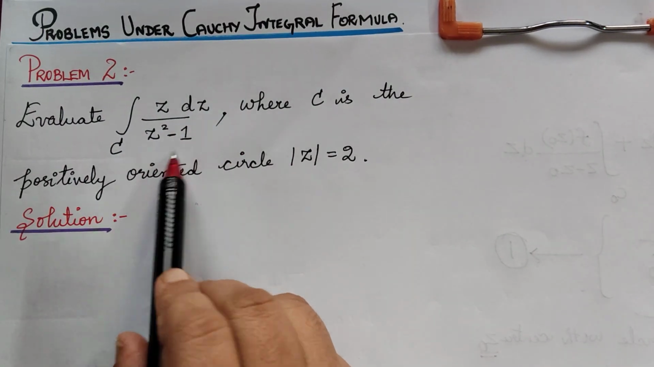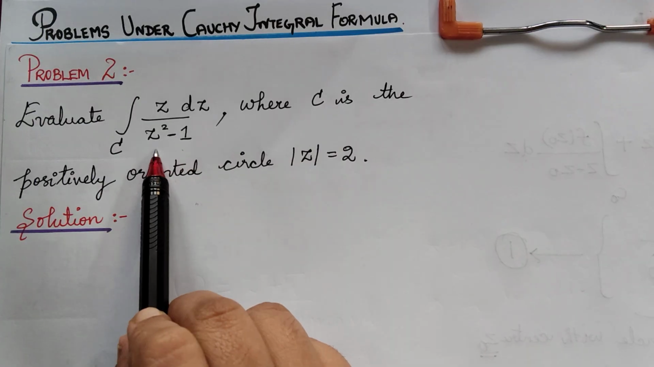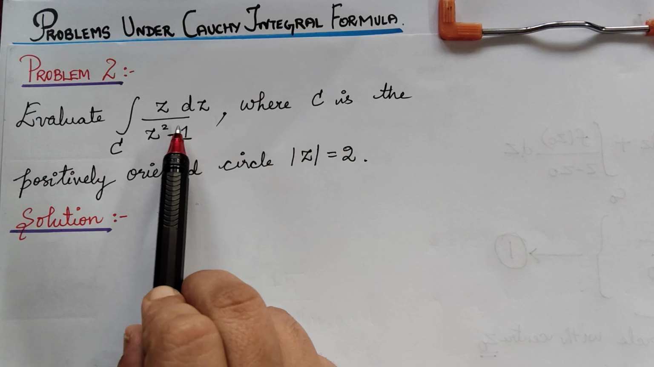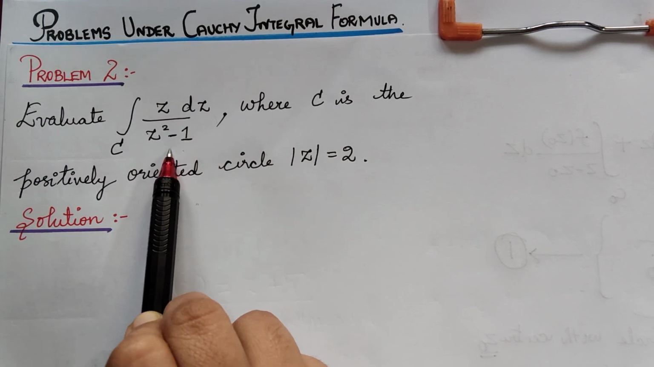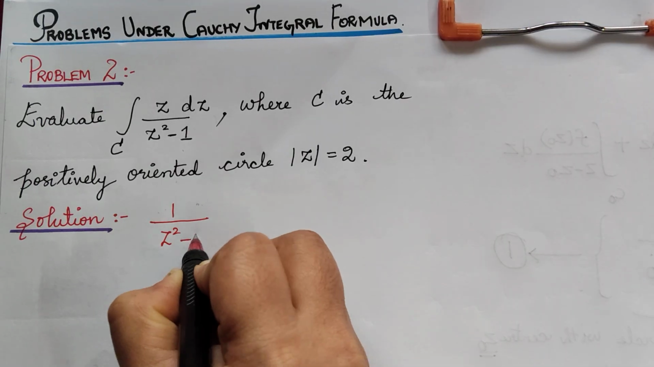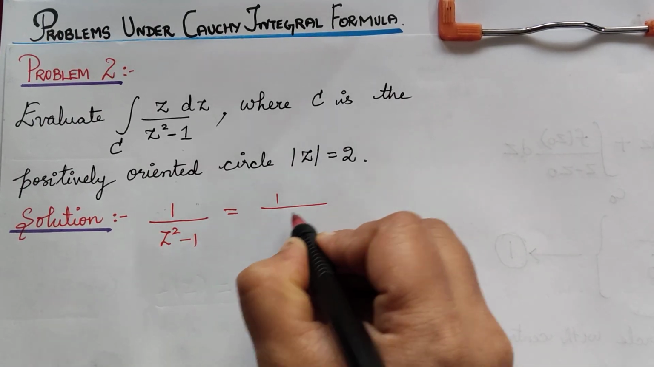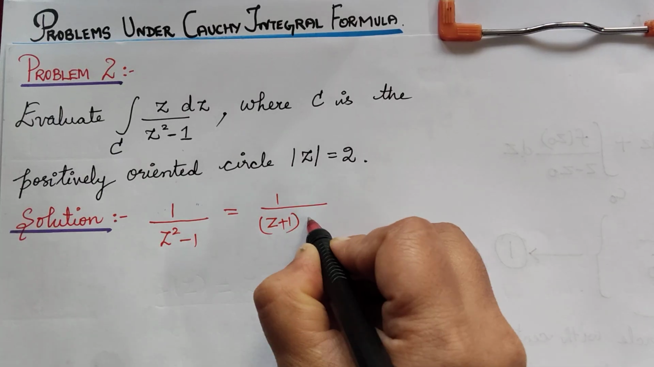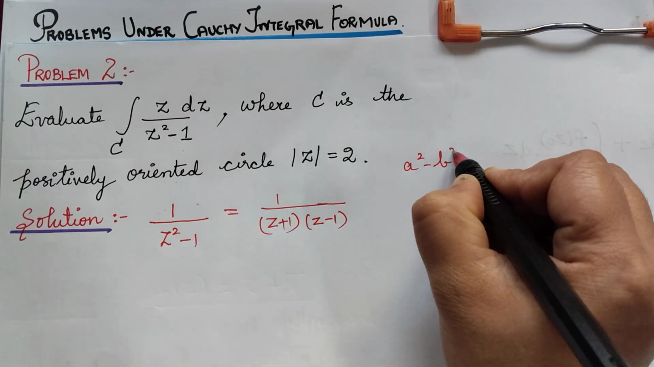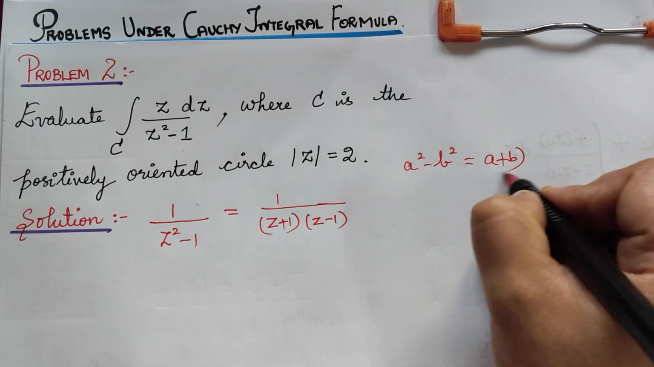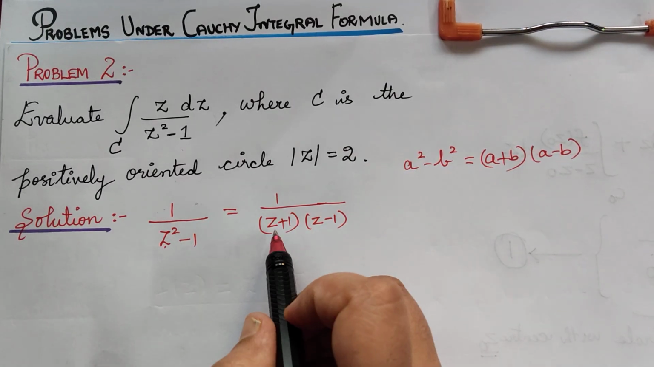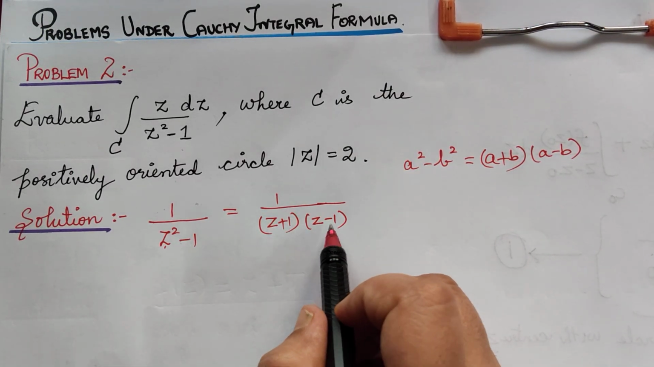In order to bring that into that form, we are going to use the method of partial fraction. Let us see that. The denominator is z square minus 1. We are going to take 1 by z square minus 1 separately, and write it as z plus 1 multiplied with z minus 1, by using the formula a square minus b square is equal to a plus b multiplied with a minus b.